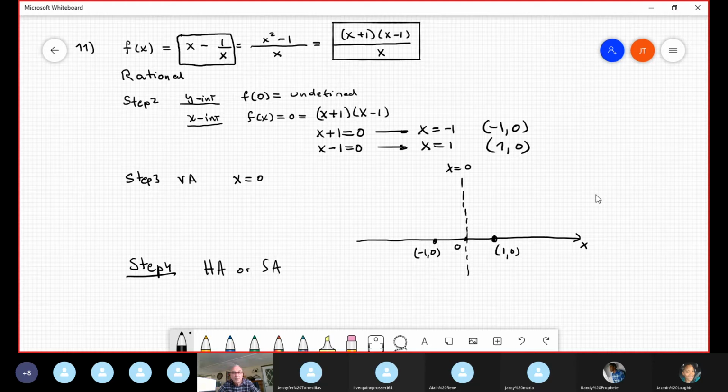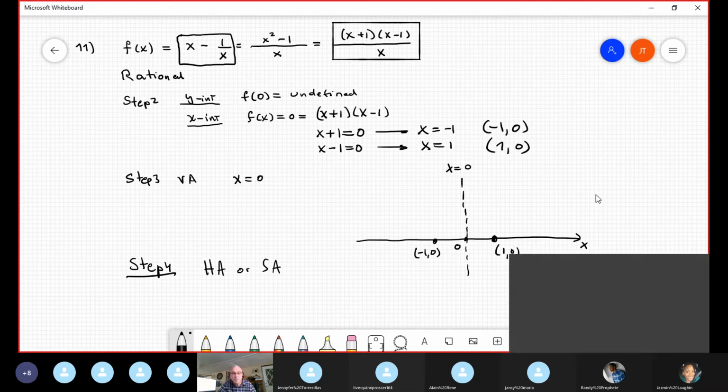What do you think about that? Remember, it's analysis of the degree. Degree at the top, degree at the bottom. What is the degree of the polynomial at the top? 2. And what is the degree of the polynomial at the bottom?